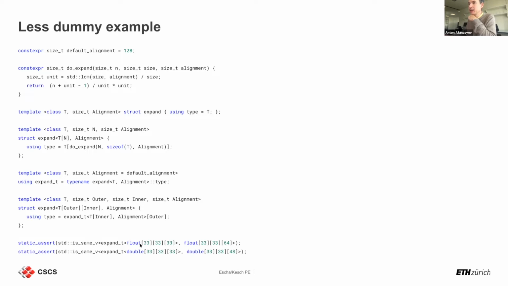Here you see that the alignment of the float and double arrays is different, because float and double can have different sizes. So how can we do that?